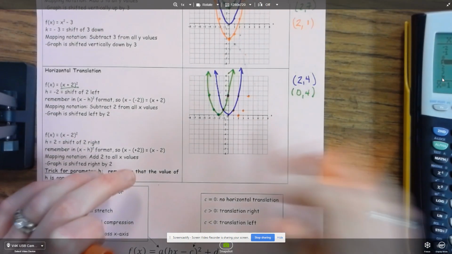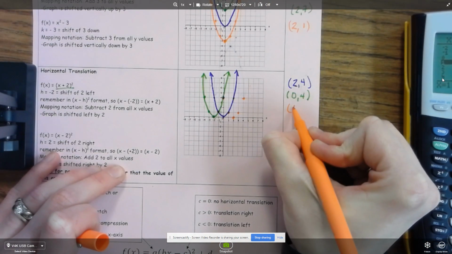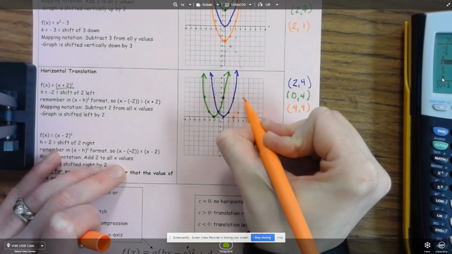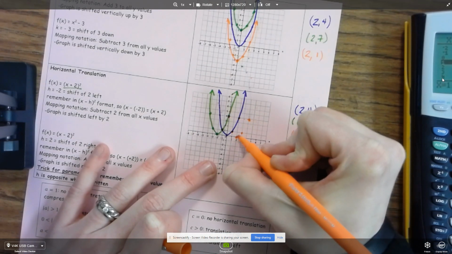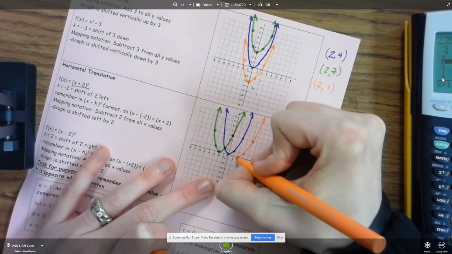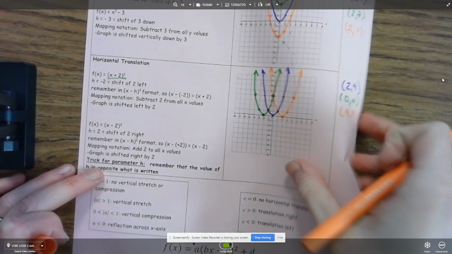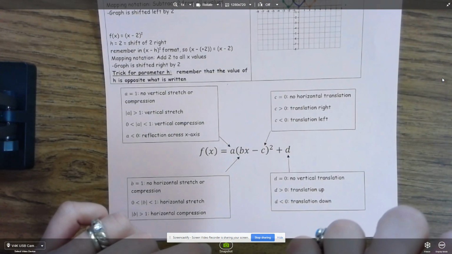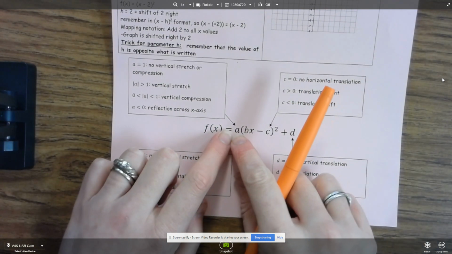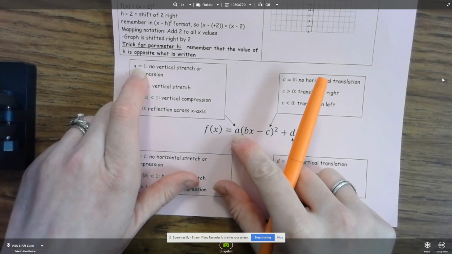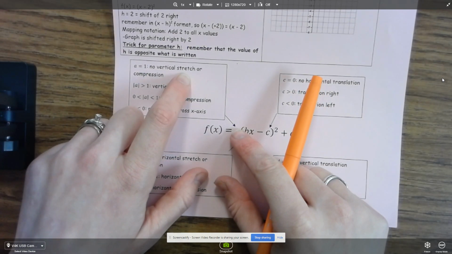And so for this one, you're adding 2 to all x values. So if I add 2 to this 2, I would get 4, comma 4, and that would be this point here. So you can see that I've shifted 2 points to the right. Okay. So the main things that you need to take away from this are down here at the bottom of this page. So when we're talking about this A value here, if A equals 1, which means there's no value there typically, there's no vertical stretch or compression.